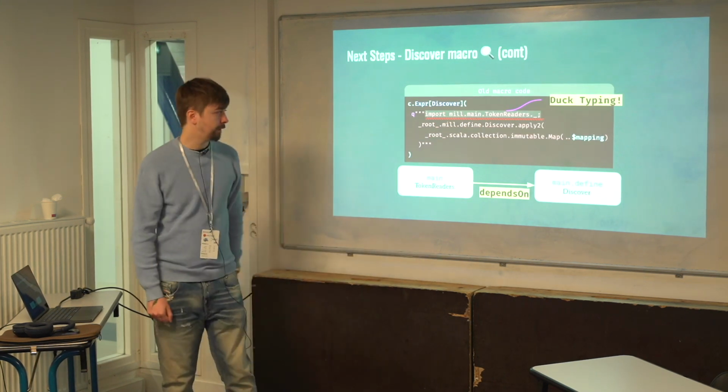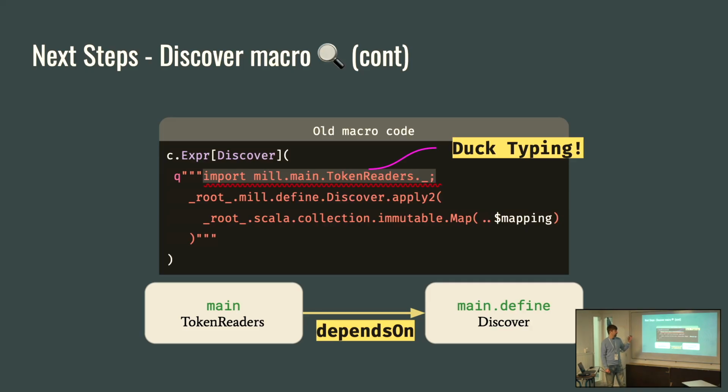Here's a little fun thing with the Scala 2 macros. In Scala 2, you can just put an import inside a quasi-quote, and this import will just be spliced wherever you call the macro. And this is basically duck typing, because actually this macro is defined in this define module, but this little import actually comes from the main module, which depends on that. So statically, it doesn't even exist at this point in the code. So this would not be able to convert to the quotes and splices.